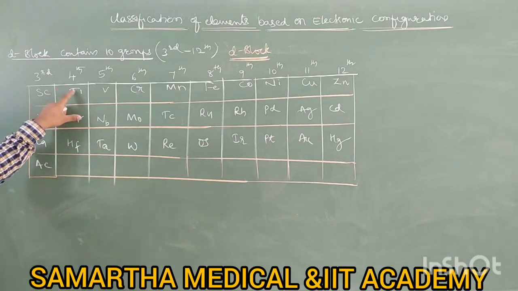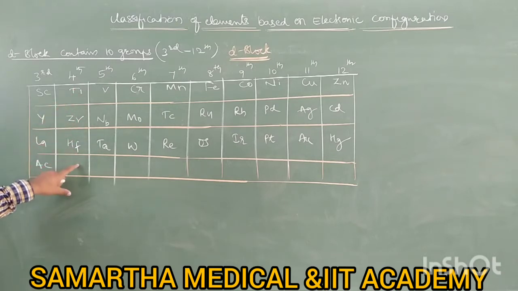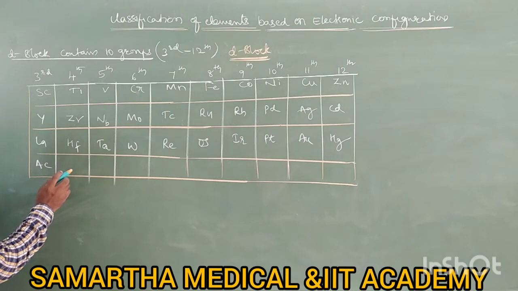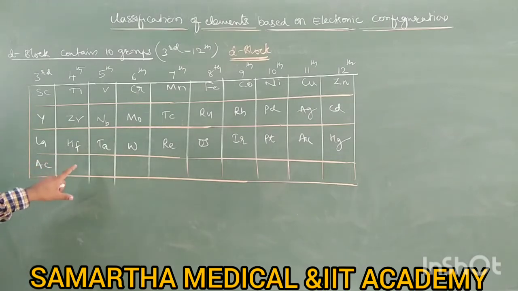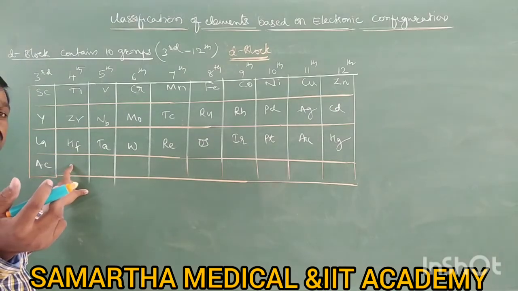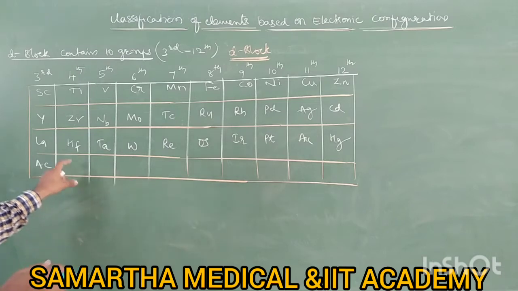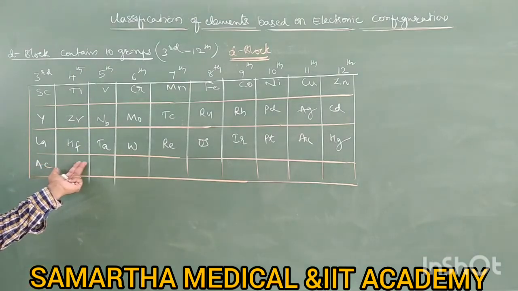Fourth group, titanium, zirconium, hafnium. Okay. So here, what about this element? This element is a man-made element. You need not worry about this. Okay, its IUPAC name is there. We have studied the IUPAC names of elements with atomic number more than 100. So therefore, here the IUPAC name comes, that you can write easily.